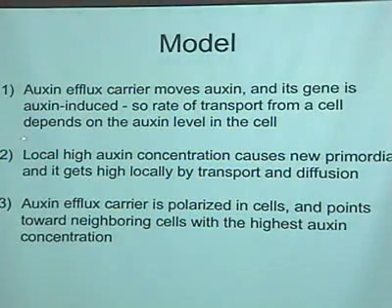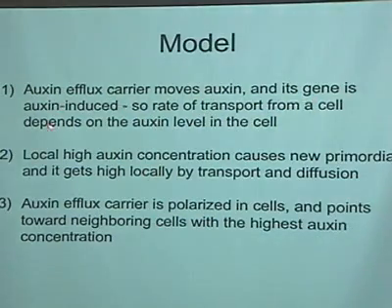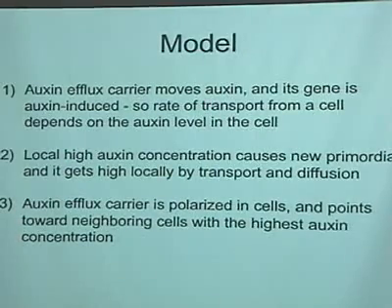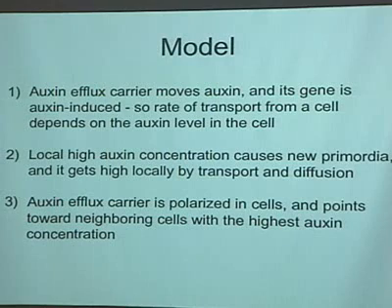So here's our model, which I've just shown you the elements of: the auxin efflux carrier moves auxin, and its gene is auxin induced. So the rate of transport from a cell depends on the auxin level in a cell, right? This is why we need a computational model. Because think about it. You're a cell, you're filled with auxin, you induce your own PIN1 and you pump your auxin out. Or you're a cell, you don't have very much auxin, so you don't make very much PIN1, so you keep the auxin that you have. Which of those cells has more auxin? A cell with high auxin or a cell with low auxin? And the answer is, well, it's dynamic. You can't do it in your head.